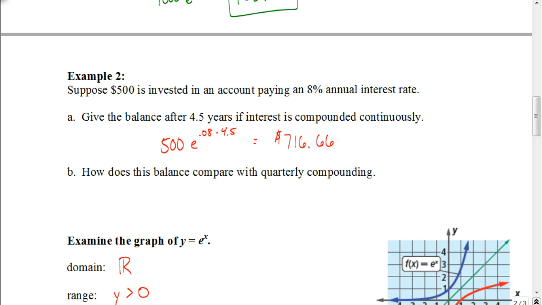Now, let's say it was compounded quarterly. That's where we use the same formula that we had at the beginning of our notes, the compound interest formula. So we're going to take $500 times 1 plus my rate, which is 0.08, divided by the number of times it's compounded. Compounding quarterly means that n is 4. Then our exponent is going to be 4 times the number of years, so 4.5.